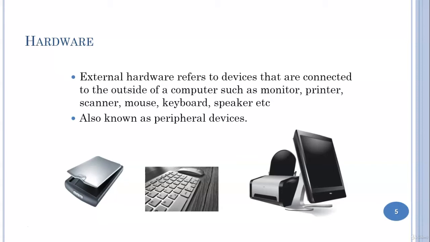External hardware, on the other hand, refers to devices that are connected to the outside of a computer. For example, monitor, printer, scanner, mouse, keyboard, and so on. So all these external devices that are connected to the outside of a computer are the external hardware. External hardware is also called peripheral devices.